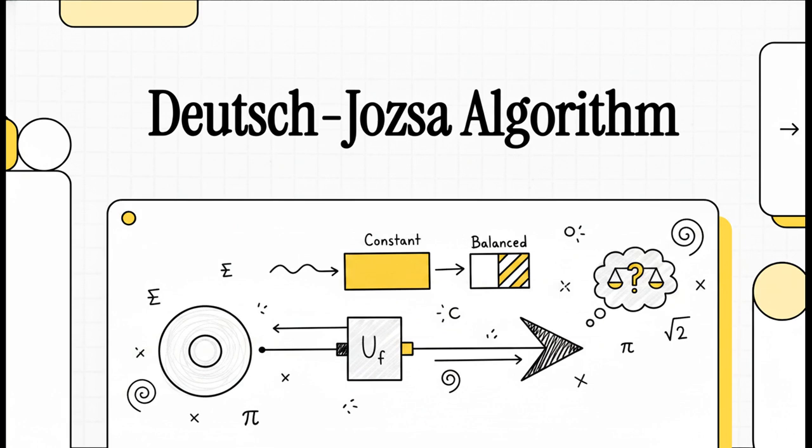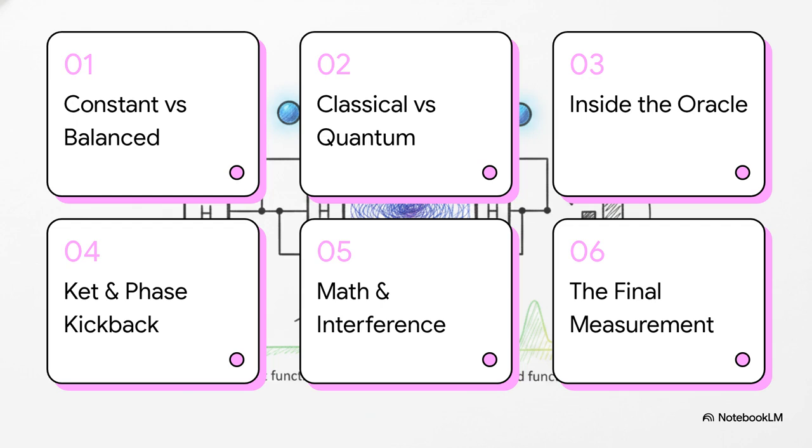So today, we're going to break this whole thing down into the ultimate quick study guide. No getting bogged down in endless equations. We're going to visualize exactly what the math is doing under the hood. Here's our roadmap for today's session. We'll quickly run through the constant versus balanced problem, compare classical versus quantum speed, look inside the oracle, demystify the ket and phase kickback, walk through the math and interference, and finally, look at the final measurement.